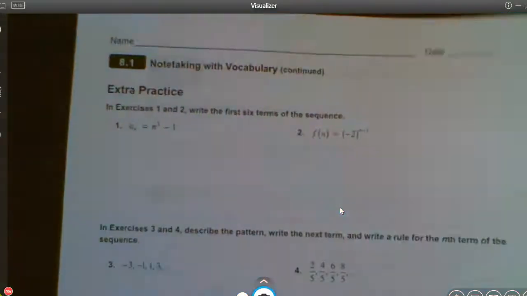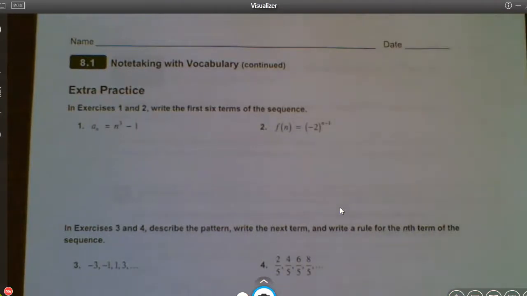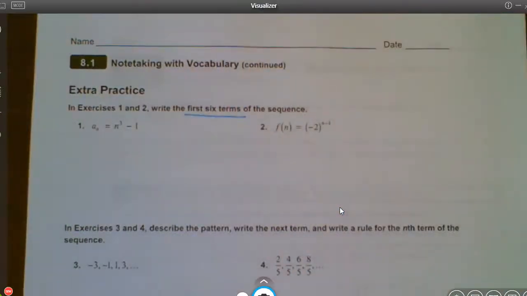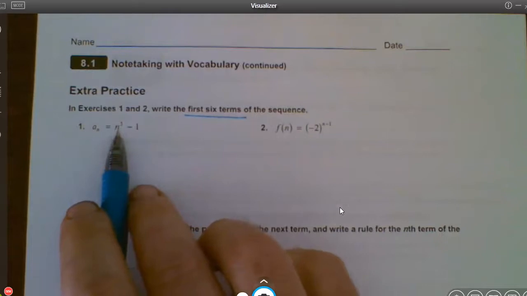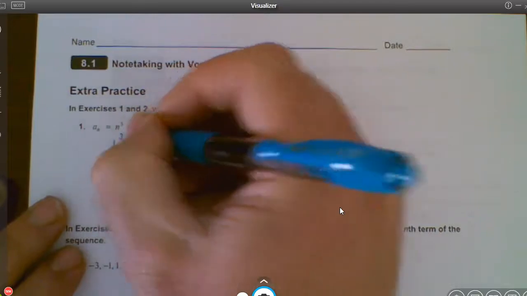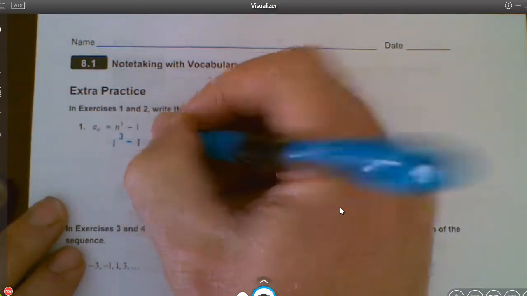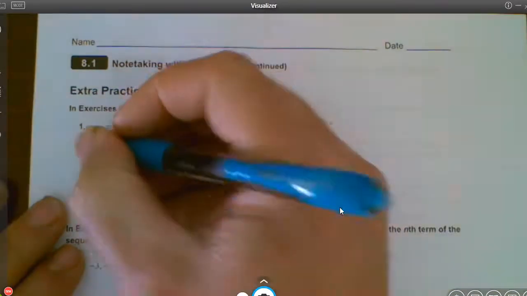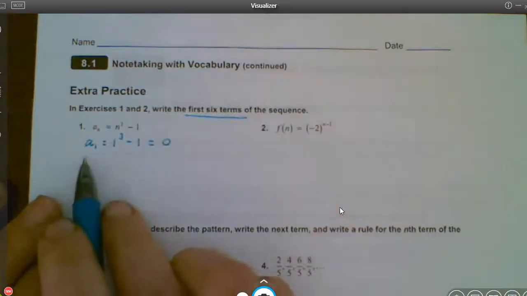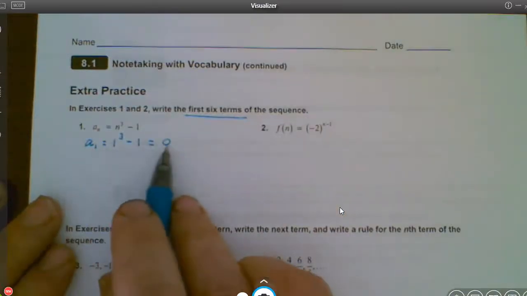So I'm jumping over to page 220 for this stuff, and I'm going to take you through a few of these. So the first part of this, real simple. If we're going to write the first 6 terms of the sequence, again, n represents a term number. So if I want to find the first term, I simply plug in a 1 for n. So if I plug in a 1 and simplify that, then I figure out what my first term is. The first term they would write as a of 1. That just represents the first term is 0.